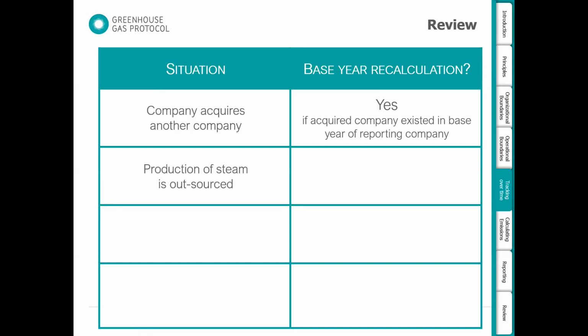In the second situation, the production of steam is outsourced. Let you think about that for a second. And the answer is no. Here, recalculations are not needed because the emissions from outsourced steam production are scope 2, and so will still have to be reported within the inventory. A company has to report all of its scope 1 and scope 2 emissions, and so in this case, there's no need to recalculate the base year inventory.